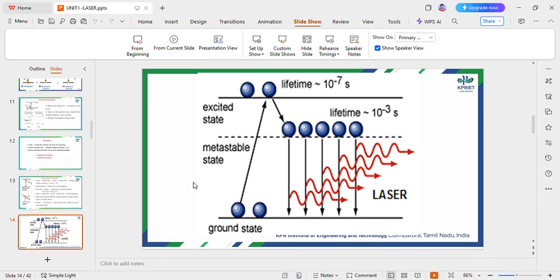The atom which is in the higher energy level will come to the ground state spontaneously. The atom can remain in the excited state for about 10 power minus 7 seconds. We can say that the lifetime of an electron in the excited state is about 10 power minus 7 seconds. Within that time, it has to come to the ground state. Otherwise, we have to induce the atom to come to the ground state. In between the ground state and the excited state, in one of the excited states, the atom can remain for a longer time. The lifetime is about 10 power minus 3 seconds. That type of excited energy state is called a metastable energy state.